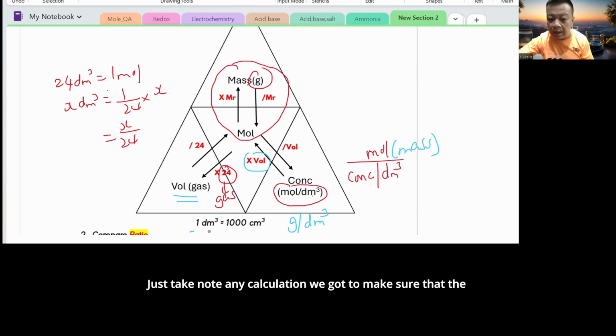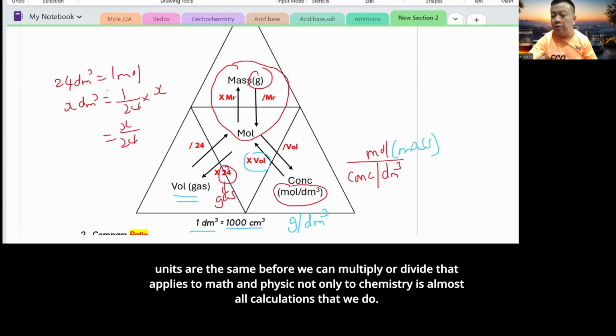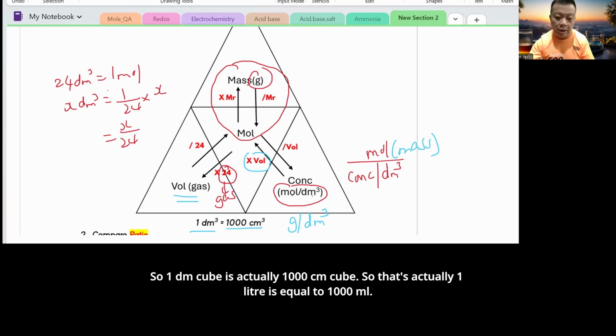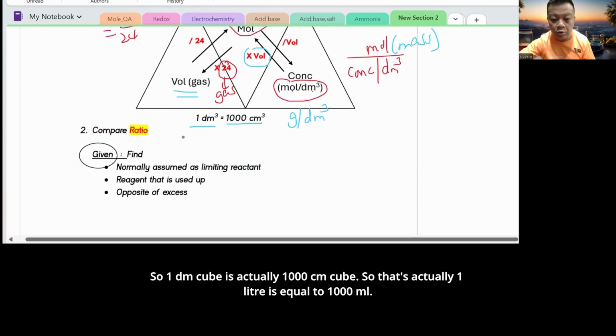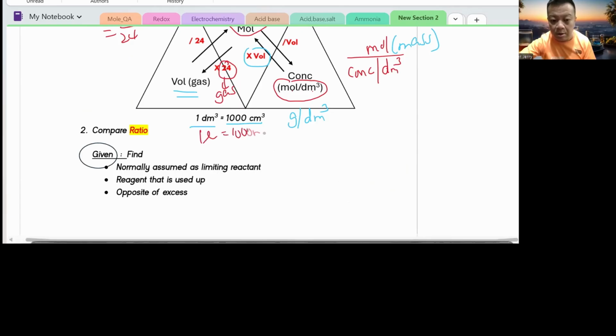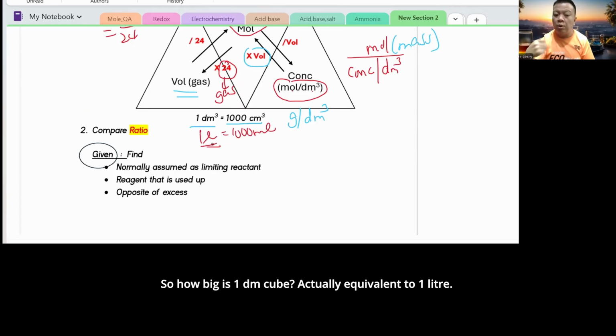Just take note, in any calculation, we've got to make sure that the units are the same before we can multiply or divide. That applies to maths, to physics, not only to chemistry. It's almost all calculations that we do. So 1 dm³ is actually 1000 cm³. So it's like 1 liter is equal to 1000 milliliter. So 1 dm³ is actually equivalent to 1 liter.